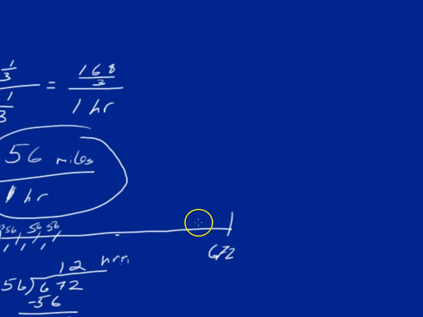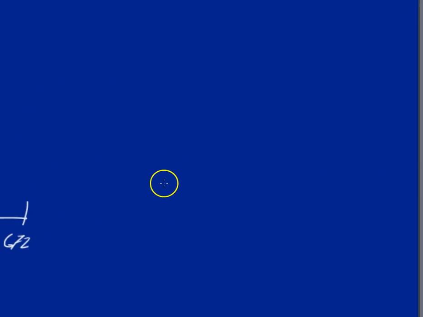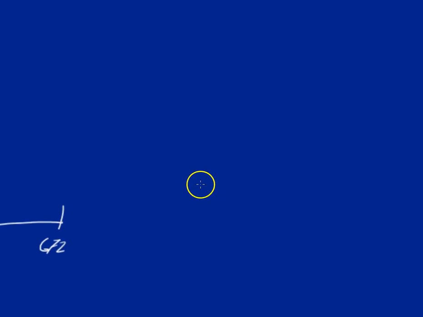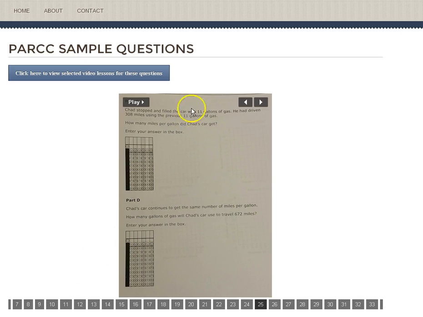I'm going to move over this way here. Get us a little room over here. That doesn't matter all that much. What matters is this new rate, miles per gallon. First we were going miles per hour, now we're going to go miles per gallon. But it's the same problem really.